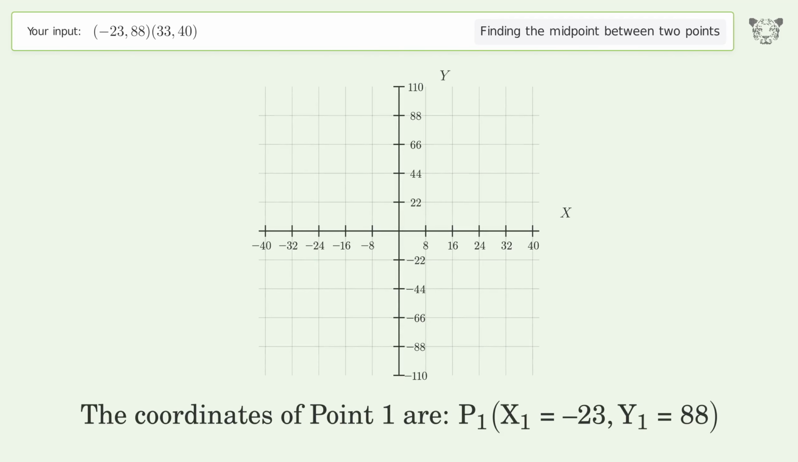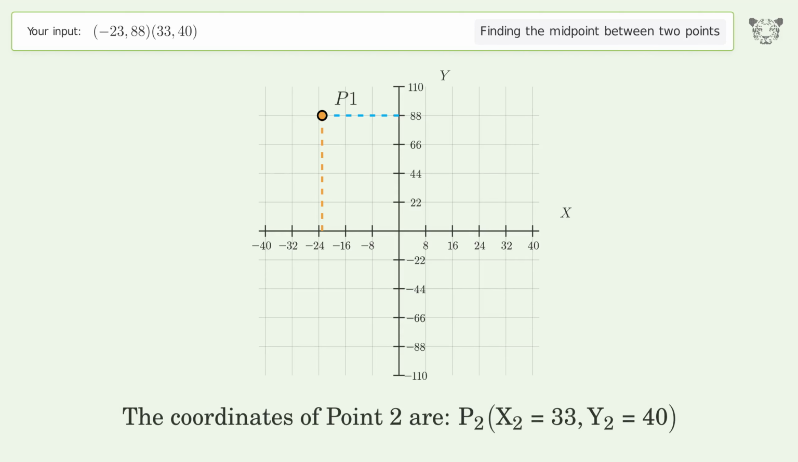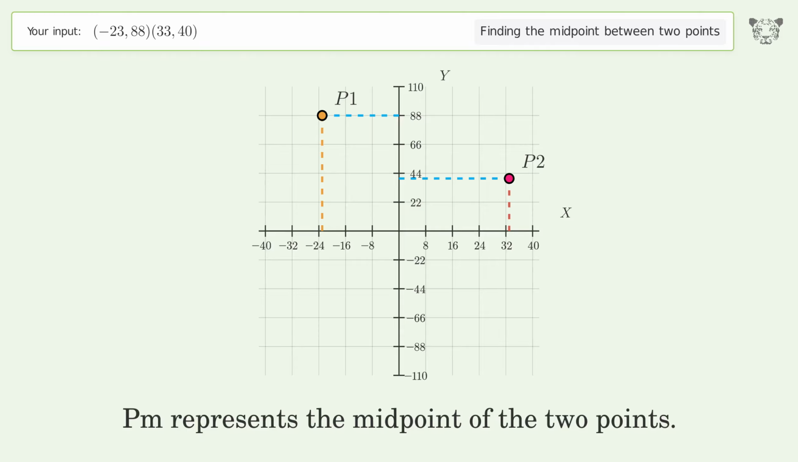The coordinates of point 1 are, x1 equals -23, y1 equals 88. The coordinates of point 2 are, x2 equals 33, y2 equals 40. PM represents the midpoint of the 2 points.